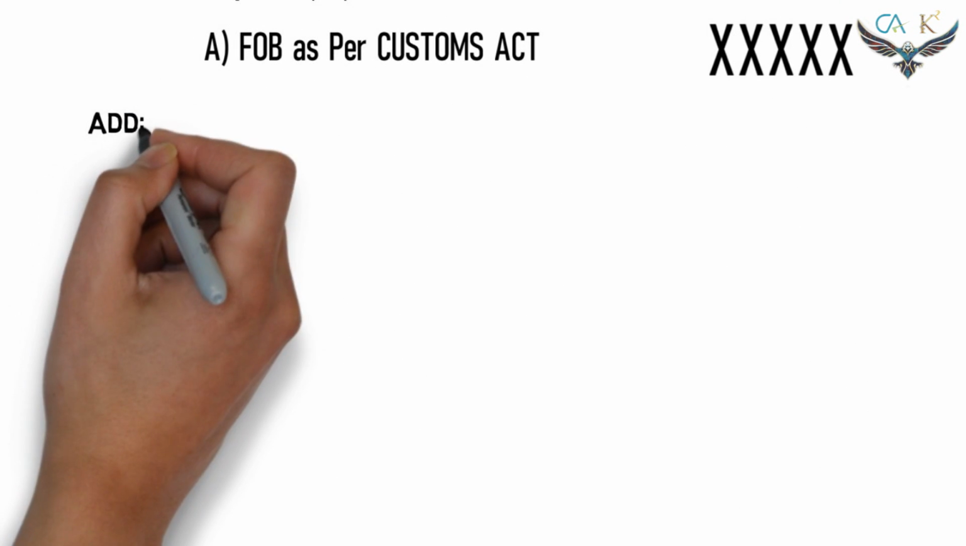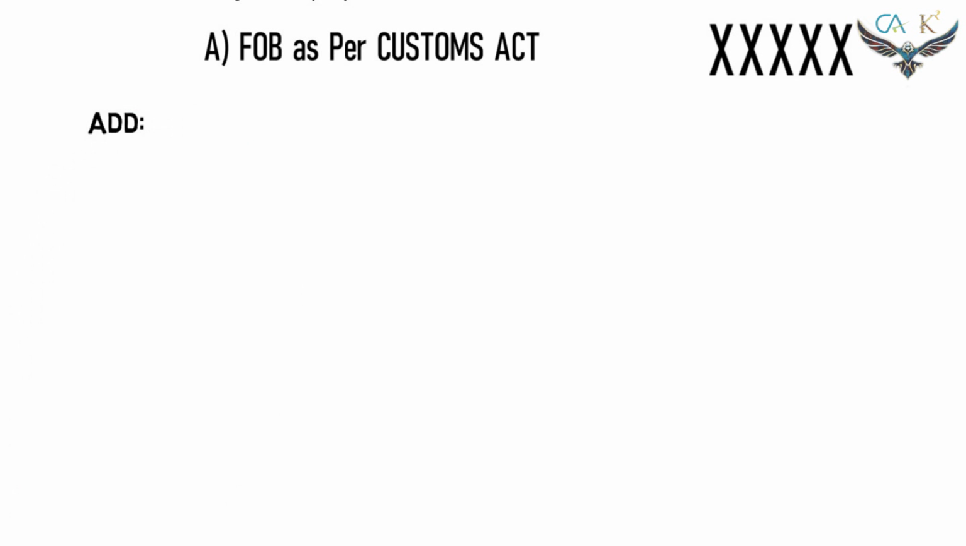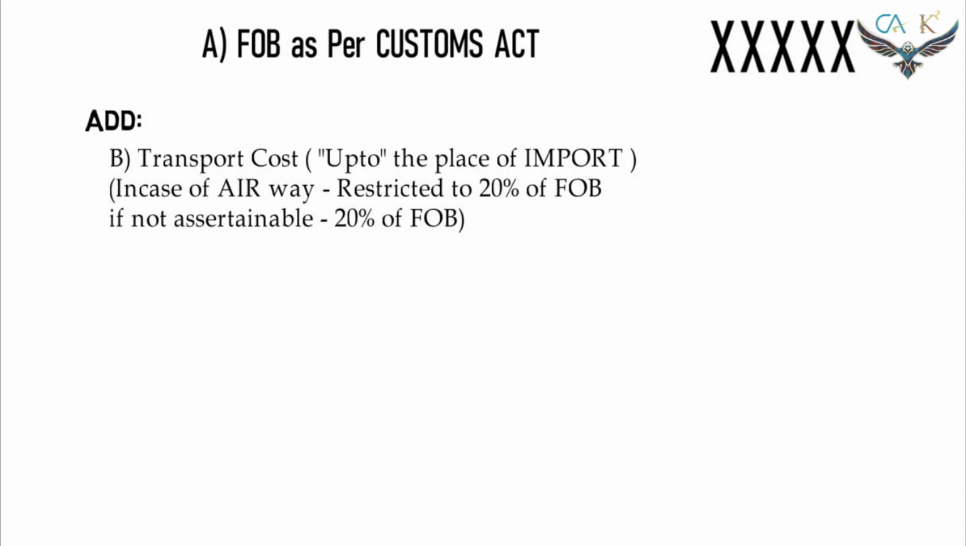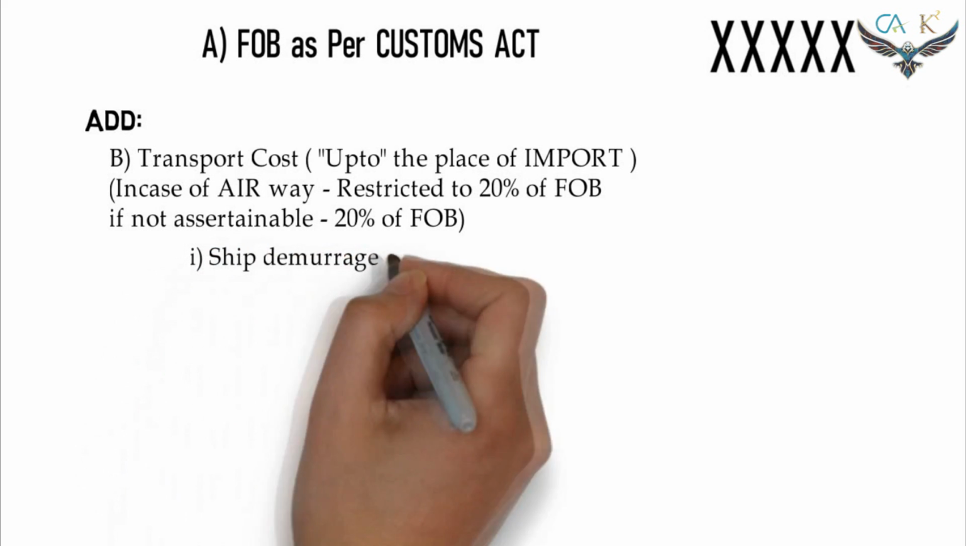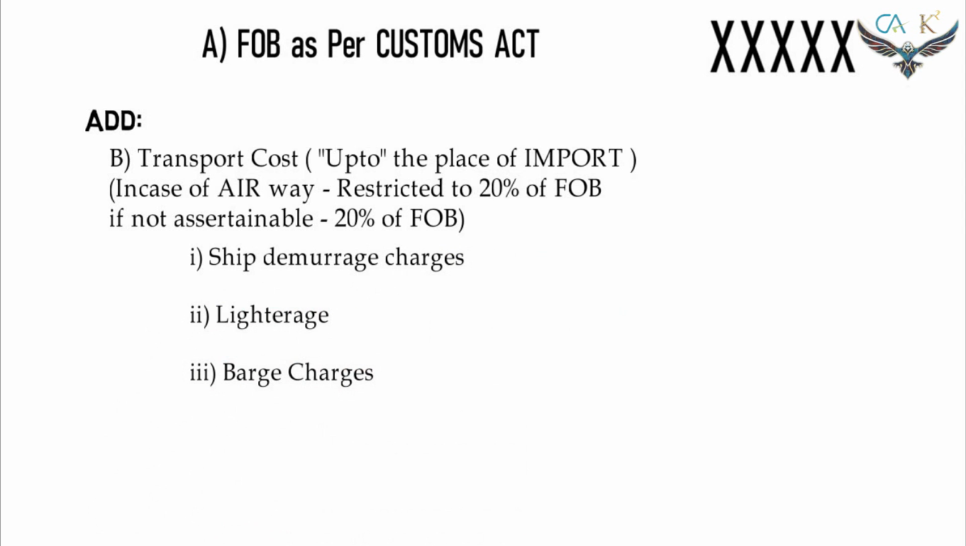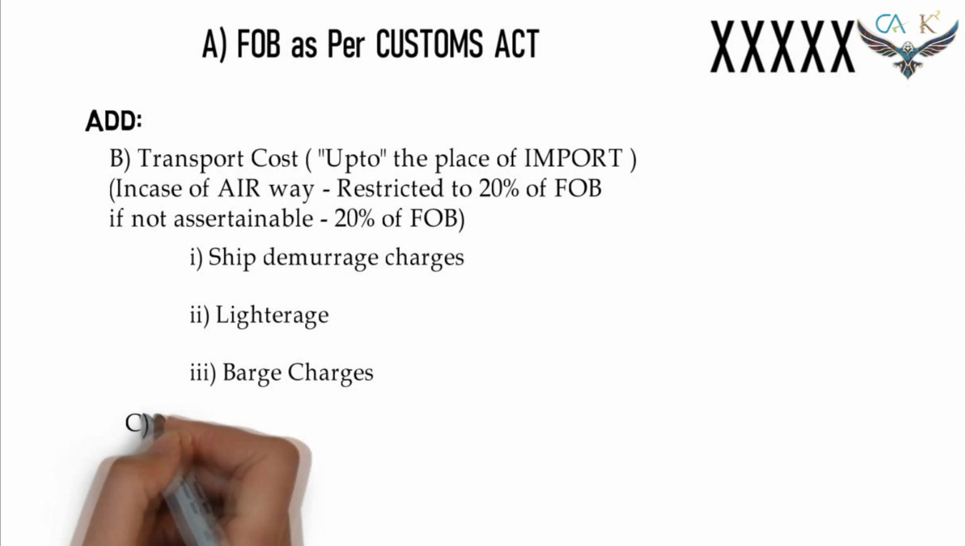After that, in order to arrive at the CIF value or the assessable value, the following things shall be added. Firstly, the transport cost up to the place of import. However, in case of air transport, the transport cost is restricted to 20% of the FOB value. And in case the transport cost is not ascertainable, it shall be calculated at the rate of 20% on the FOB value. The ship demurrage charges, the lighterage charges, the barge charges shall be considered as a part of the transport cost. Secondly, the insurance cost shall be added.